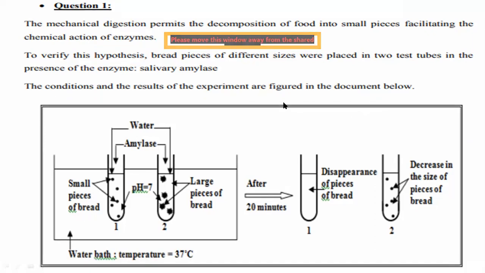To verify this hypothesis, bread pieces of different sizes were placed in two test tubes in the presence of the enzyme salivary amylase. The conditions and the results of the experiment are figured in the document below. Before I start, my question is, what is the substrate for the salivary amylase?